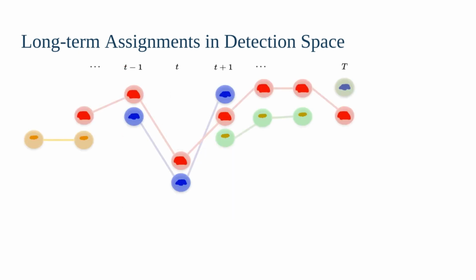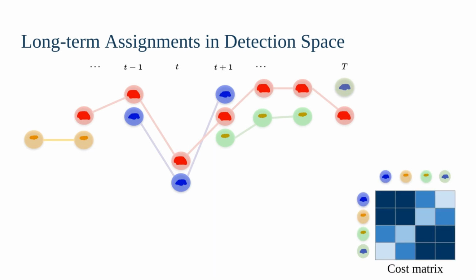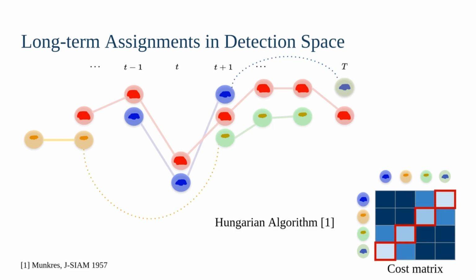We are left with multiple short tracklets because objects can be missing for multiple frames. Note that in this example, not all detections are shown for simplicity. We construct a cost matrix to associate the short tracklets. Darker color indicates higher cost. Using the Hungarian algorithm, we join the short tracklets over a longer time range.